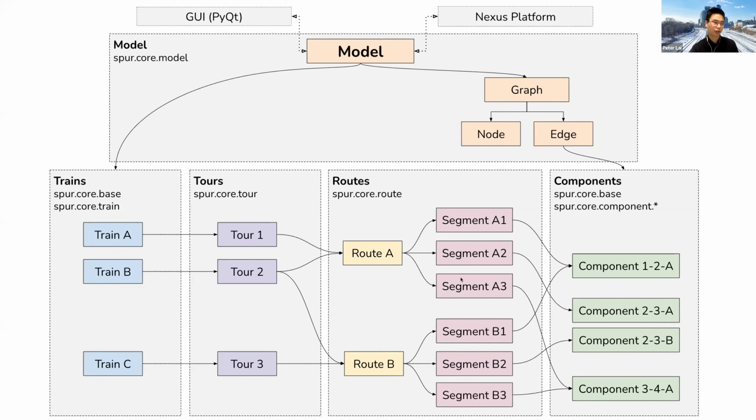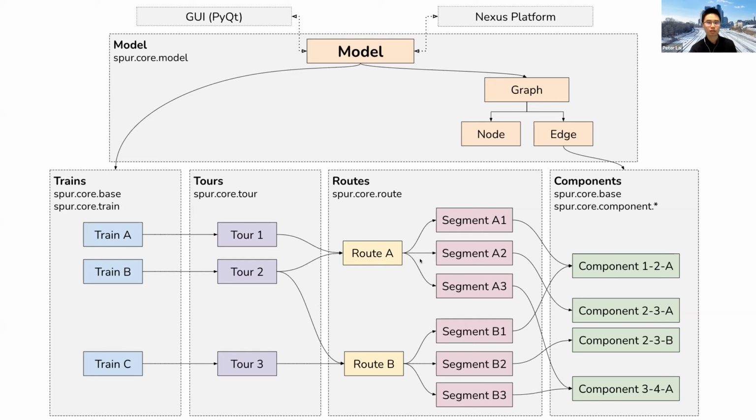Multiple routes can share the same components, and routes can also be reused among tours, because a tour is a sequence of routes. And so the modular design of Spur really makes it easy to swap different things in and out. So you can swap out components, you can change the route, for example, and observe the effects.